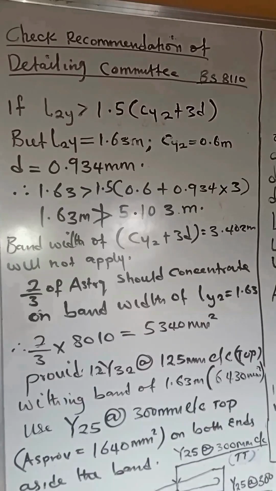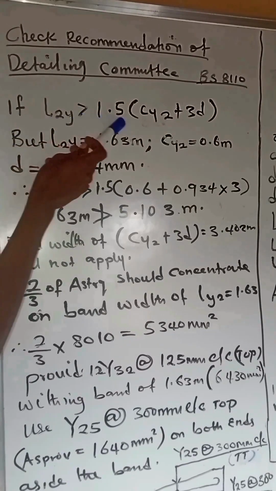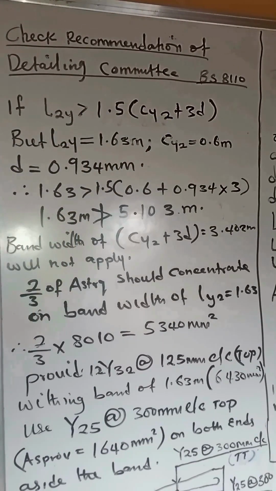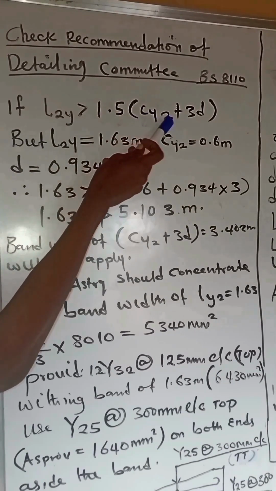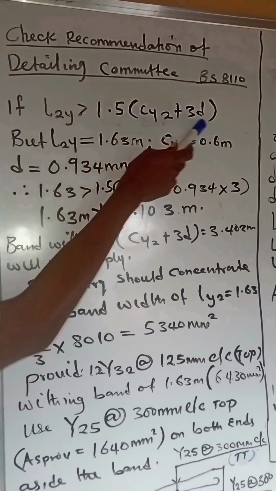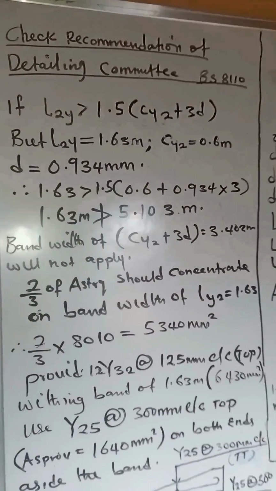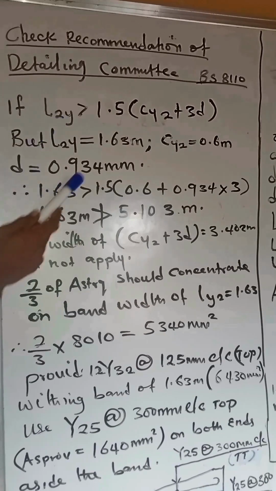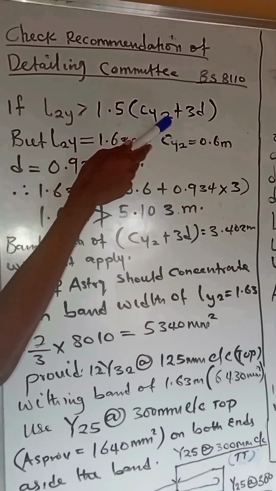All right. So going by the code, if we have L2Y greater than 1.5 bracket CY2 plus 3D, we'll check if that is greater. If that is greater than 1.5 bracket CY2 plus 3D, we are going to band the reinforcement within this particular band, which is CY2 plus 3D. Okay, but if that is not the case, for the case of this trapezoidal footing, the bandwidth is going to be 1.63. So let's check first whether our L2Y is greater than 1.5 bracket CY2 plus 3D.